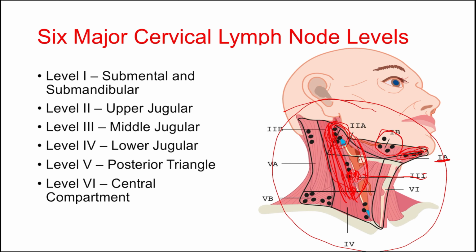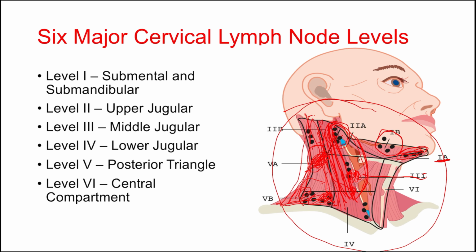Level 5 nodes lie in the posterior triangle of the neck. So you see, this is the posterior triangle of the neck, which is formed by the posterior border of the sternocleidomastoid muscle and the anterior border of the trapezius muscle, and below is the clavicle. So this triangle is known as the posterior triangle, and the lymph nodes in the posterior triangle will be some here, and then some here. This level will be known as level 5A, and this level will be known as level 5B. So level 5 will be lying in the posterior triangle of the neck.